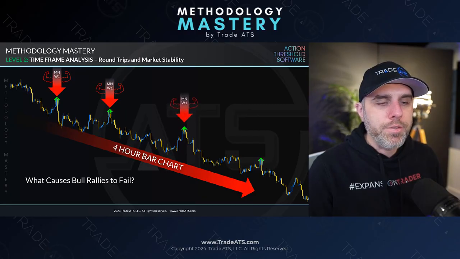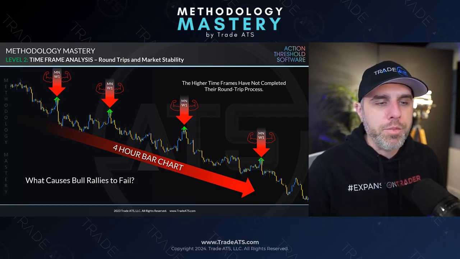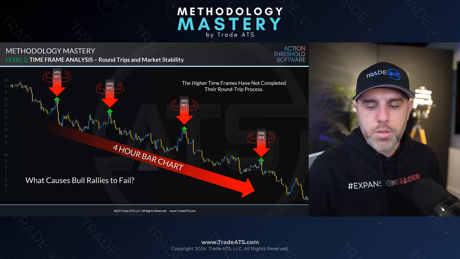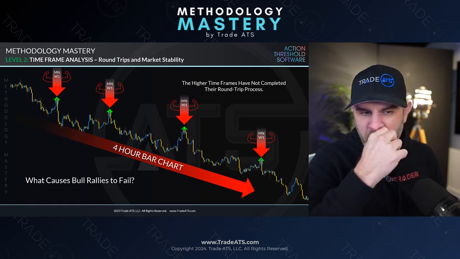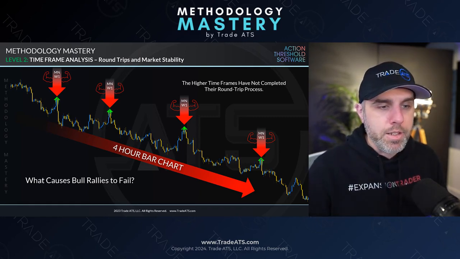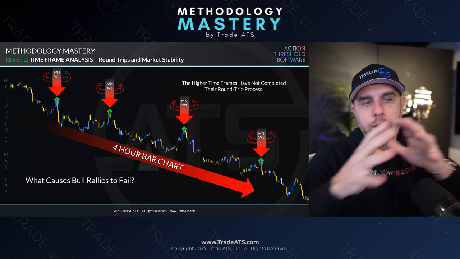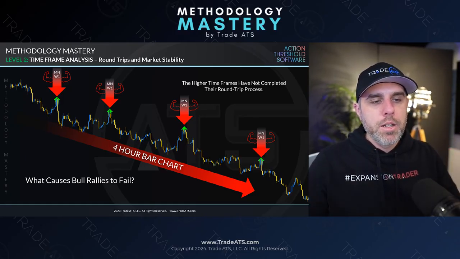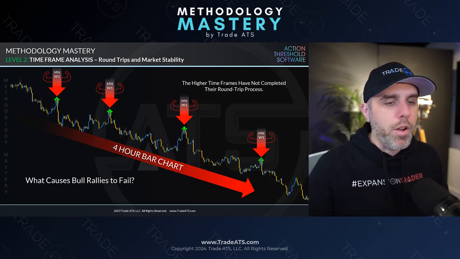What causes these to fail is the higher time frame round trip cycle. We call it the higher time frame flow of money. And why is that? It's because if the higher time frames have not bought, in this case, because they're shorting, that stable flow of money is holding this trend intact. If they have not bought, then the market can only go so high before it falls back in trend.